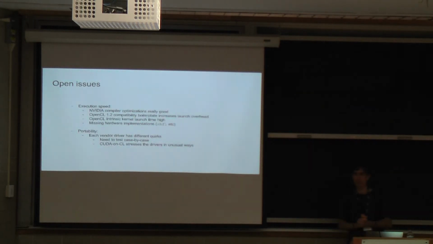Right, open issues. So execution speed. NVIDIA compiler optimizations are really good, and we don't have access to this because they're privately locked away. So I pass OpenCL to a GPU driver, and it's going to optimize it, but are those optimizations going to be as good as NVIDIA's? It depends. Number two, OpenCL 1.2 compatibility boilerplate increases the launch overhead, as we saw. And number three, the OpenCL kernel launch times are intrinsically fairly high, which is why we had the zero launch thing last year, for example. And number four, there are some missing hardware implementations.